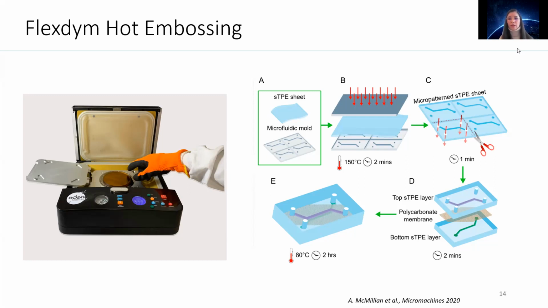And what you can observe is that each step only lasts a matter of a couple of minutes, apart from the last step in which they wanted to bond the device at a faster rate. And here you can apply heat. So they did 80 degrees for 2 hours in order to ensure that the device is properly bonded. But I will go into the different bonding features of the Flexdym just shortly.